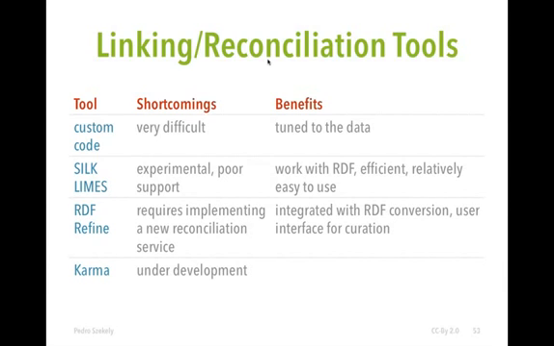RDF Refine does linking against certain linked data hubs like DBpedia and Freebase, and it can be programmed to do it to other providers like VIAF or even another museum. The benefit is that it's nicely integrated with their tool, and it has a user interface for curation, so you can sort of do the whole thing. And Karma currently doesn't have a linking tool. We're working on one, but it doesn't have one.